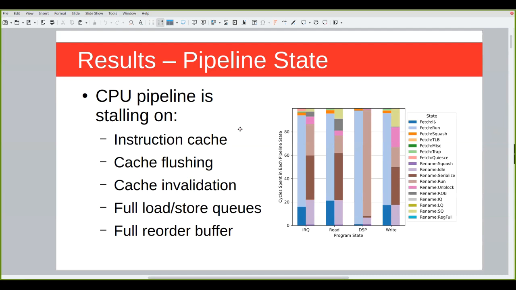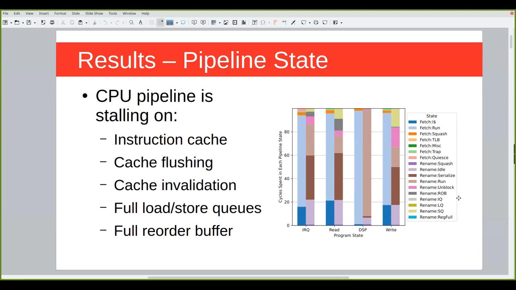The cache flushing and invalidation happens in the rename stage, which is the second bars. That's when the data is being prepared for reading and writing to the interposers in the read and write stages. And lastly, data moving and copying, particularly in the write stage, causes the load and store queues and reorder buffers of the CPU to become full, again stalling the system.